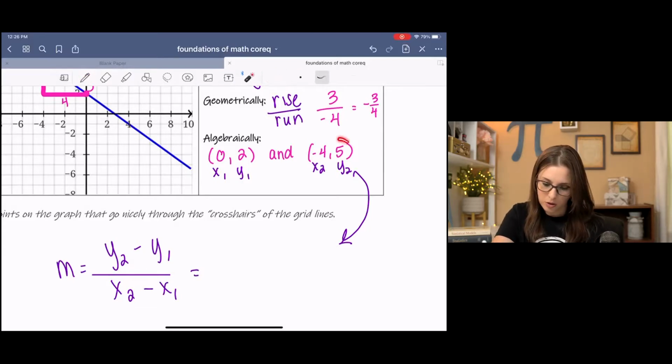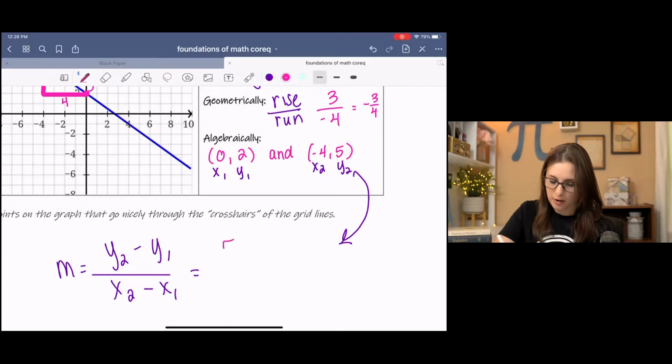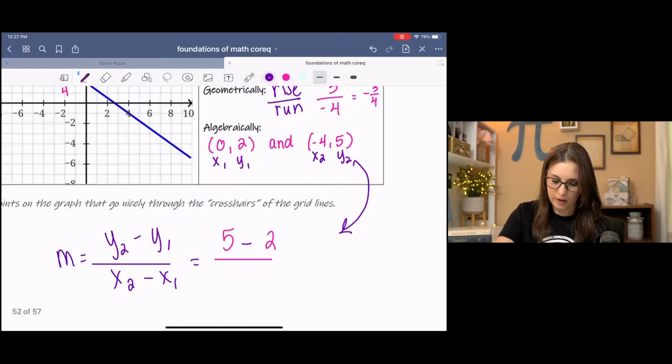y2 is 5. Minus is part of the formula. y1 is 2. x2, which is -4, minus is part of the formula.